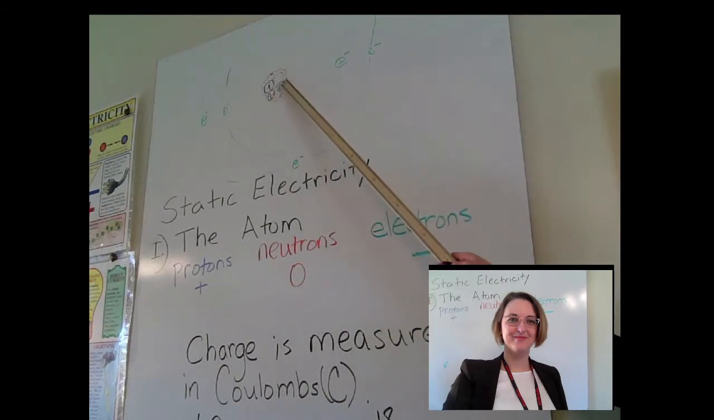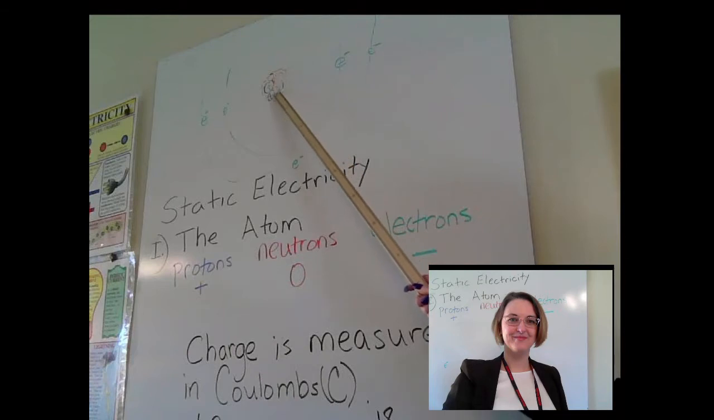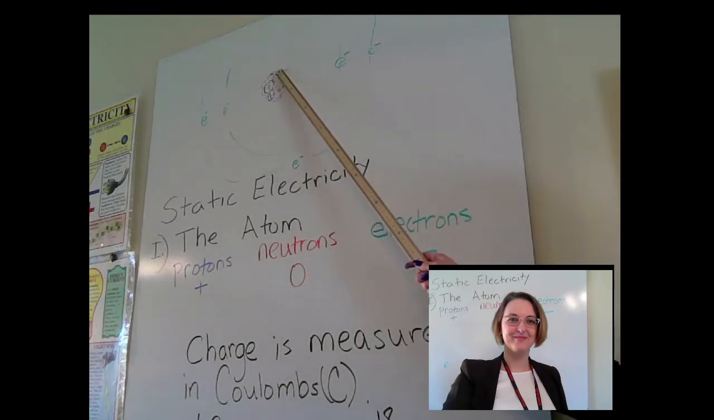So the neutrons are also in the nucleus, and they provide the glue that holds the protons together. The neutrons and the protons stay put in the nucleus. You're not going to move the protons or the neutrons unless the atom were to undergo a nuclear reaction.